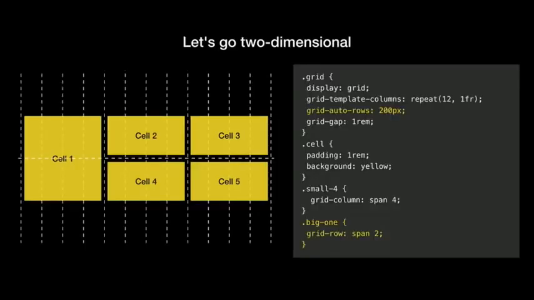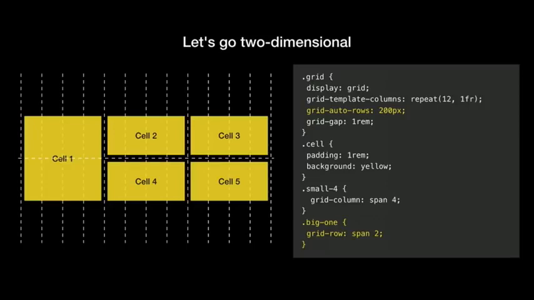With grid, all we need to do is this. At the bottom there, I've given the first cell a class big1 and said grid-row: span 2. So I want this element to span 2 rows, and that's it. And now it magically takes up the height of those 2 rows, regardless of the content in those other rows. And at the top, I've also defined grid-auto-rows to 200 pixels.